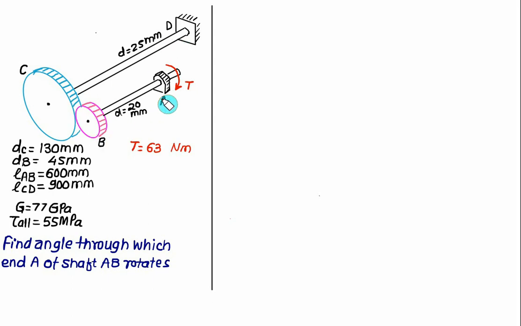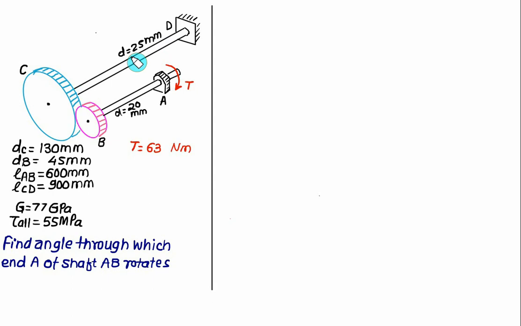First step, we'll find out here what is the torque applied. This torque applied is equal to 63. Same torque will be available at B also. Then the torque will get multiplied at gear C. Then we'll calculate that torque. That torque will be the same as the torque for the shaft CD.